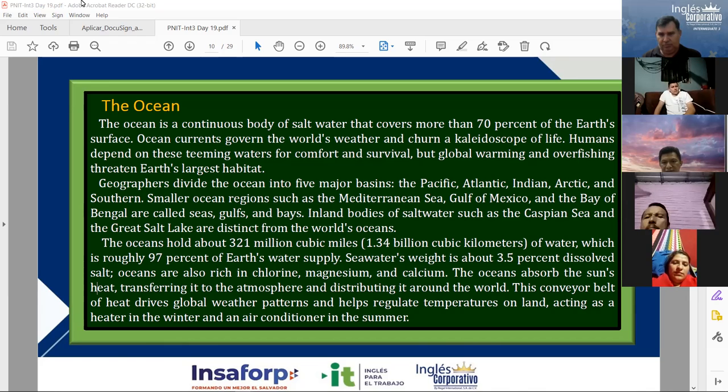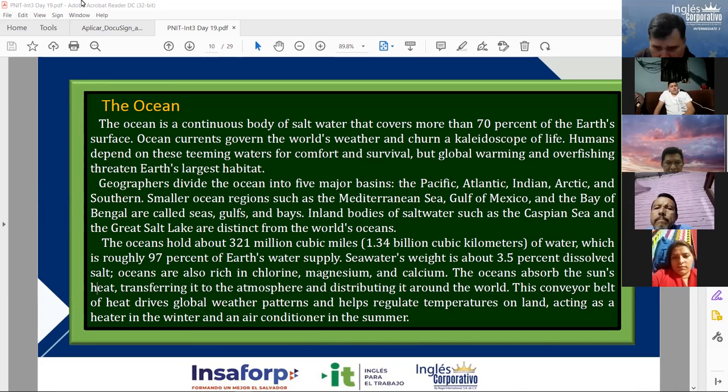The ocean absorbs the sun's heat, transferring it to the atmosphere and distributing it around the world. This circulation bears us weather, regulating temperature on land, acting as a heater in the winter and an air conditioner in the summer.